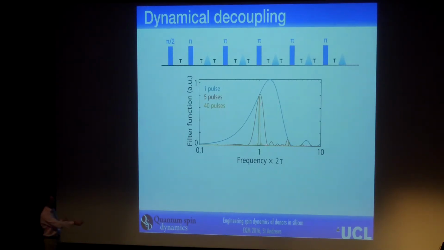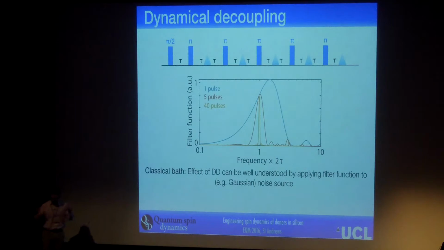As you apply more and more pulses, the filter gets narrower and narrower, and the central frequency of this filter is simply a function of this period tau. So that's for a classical bath. If these nuclear spins are simply producing some kind of Gaussian noise, then I can understand the effect of dynamical decoupling simply by applying a filter function to this Gaussian noise.